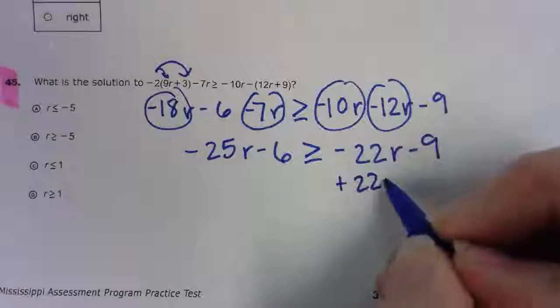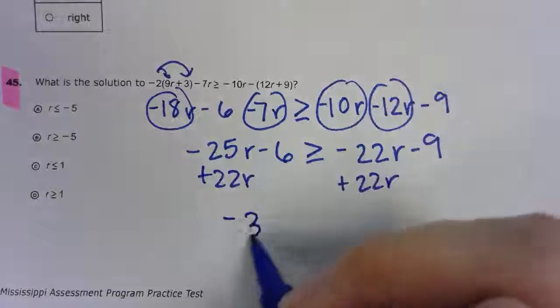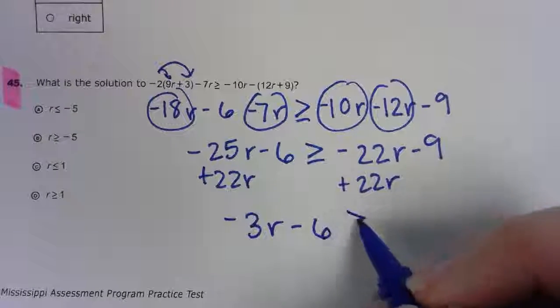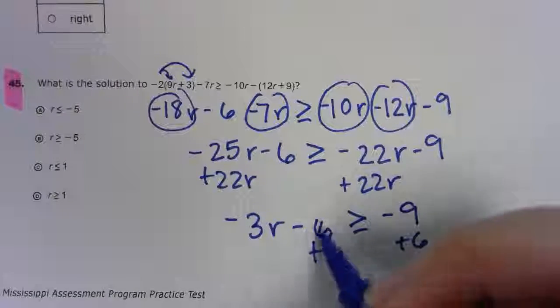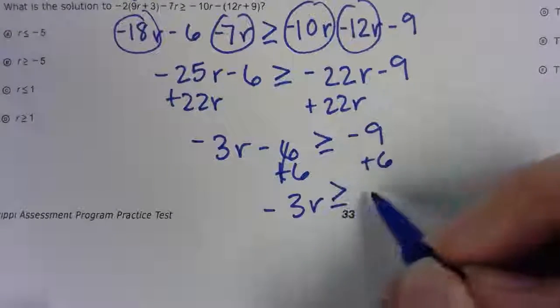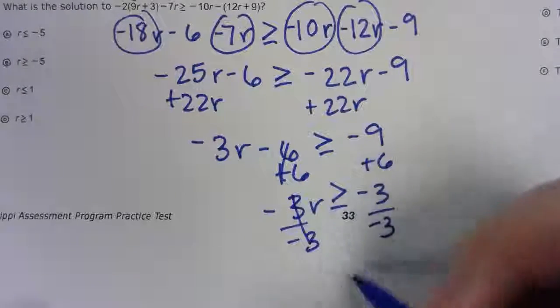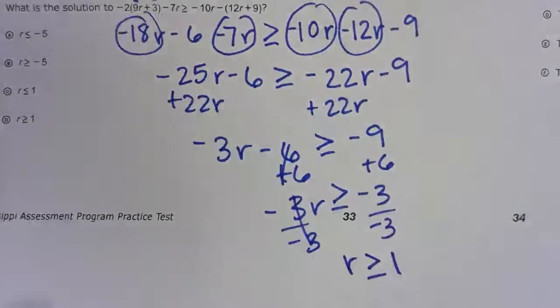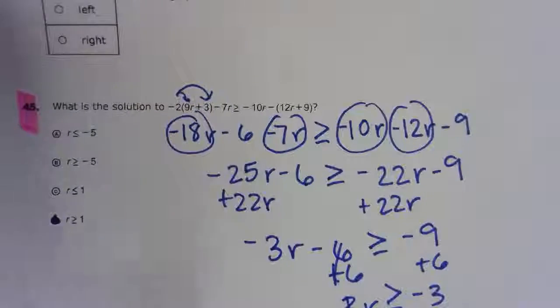Add 22R to both sides. And that leaves me with negative 3R minus 6 is greater than or equal to negative 9. Add 6 to both sides. Negative 3R is greater than or equal to negative 3. Divide both sides by negative 3. R is greater than or equal to 1, which gives me D.